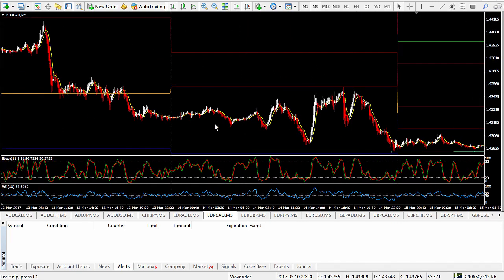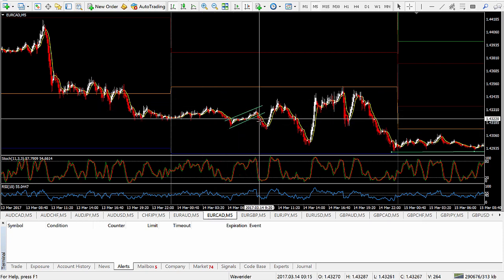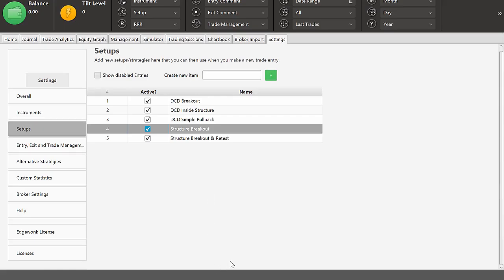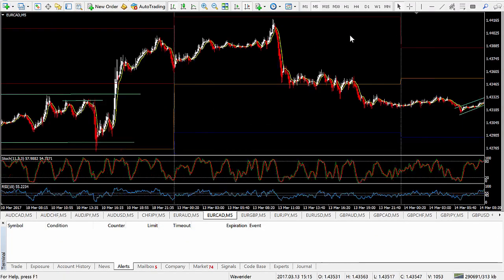without any waves in it. For example, this one here. Yeah, there are no waves inside this pullback. We simply wait for the structure to break to the downside and get in. Then we have the structure breakout, which is a setup that is not preceded by a drive.